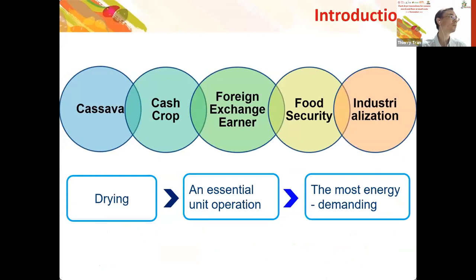Introduction. Cassava has greatly been transformed into a high-yielding cash crop, a foreign exchange earner, as well as a crop for food security and industrialization. Drying, which is an essential unit operation involved in the production of cassava starch and high-quality cassava flour, has been found to be the most energy demanding within the process. Hence, its control is very crucial in order to ensure that the product produced is of high quality.